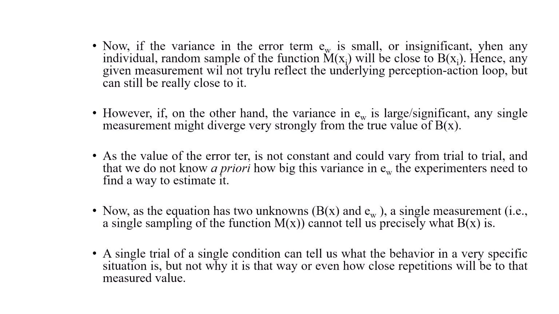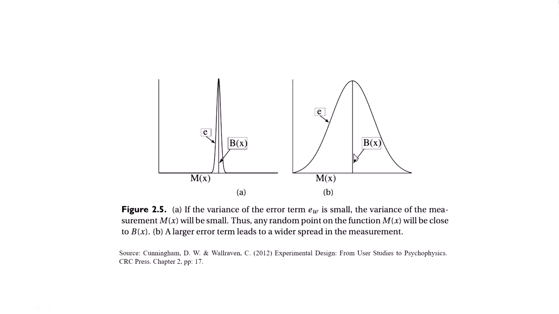So, a single trial of a single condition can only tell us what the behavior is in a very specific situation, but not why. It will not tell us why it is that way, or even how close the repetitions will be to that value. So, we will not know if we just take a single trial. Let us see what we need. We basically need repeated measures, a large number of measurements, so that we can approximate this b of x that we are talking about. Okay. I am stopping here.